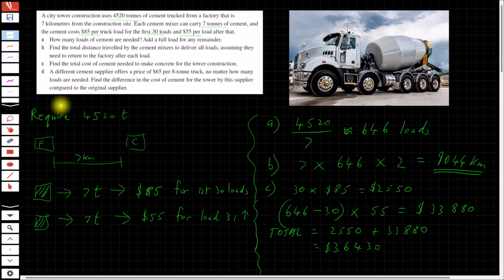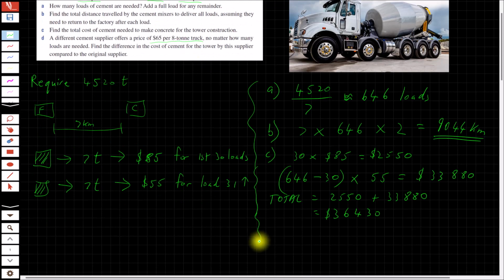Okay, part D. A different cement supplier offers a price of $65 per 8-ton truck, no matter how many loads are needed. So find the difference in cost of the cement for the tower by this supplier compared to the original supplier. So the key part is here. We'll just underline that bit of information. Part D. So we need to work out the total cost that this new supplier will charge to deliver all the concrete.